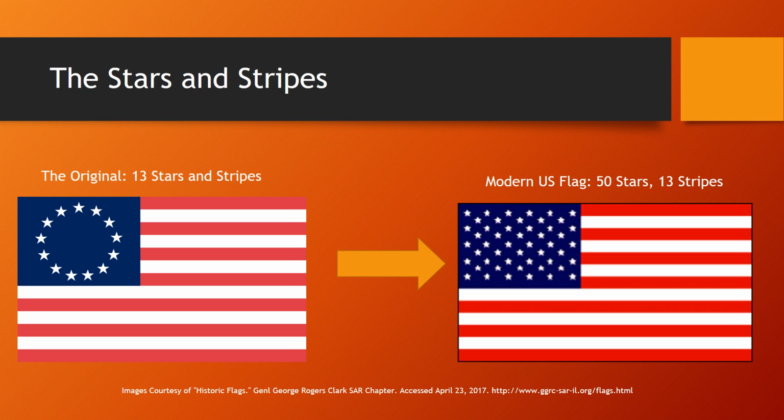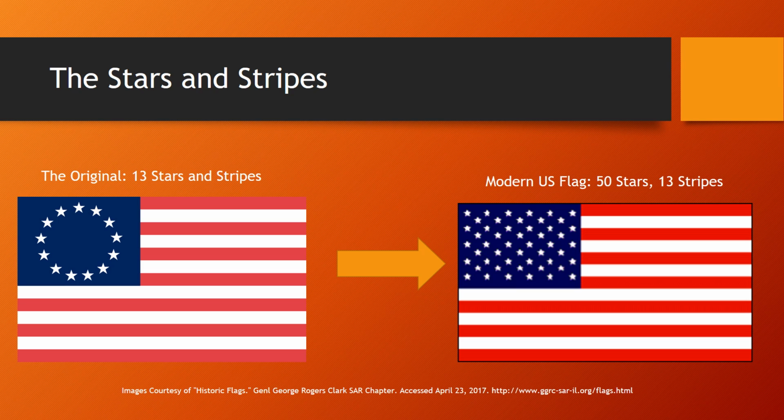So first of all, on the left, we see the original 13 stars and stripes. Each star and each stripe represents one of the 13 original states or colonies. The red, white, and blue obviously chosen as the colors to represent the United States.